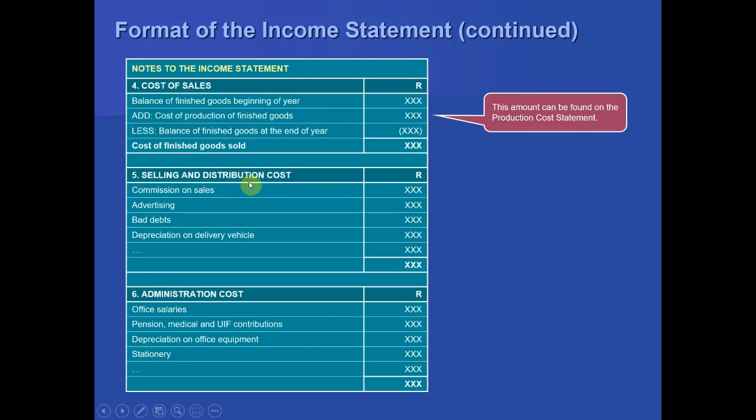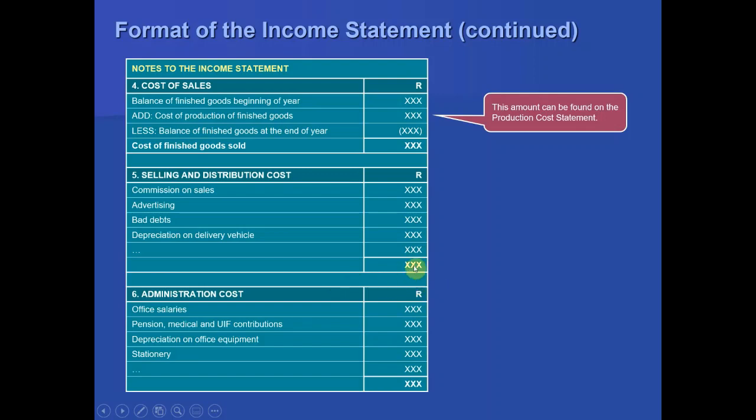Okay, then the details of the selling and distribution costs, what can it all include? Things like commission on sales, advertising, bad debts, depreciation on delivery vehicle, etc. Anything related to sales and distribution. In other words, marketing the product, getting the product to the customer, etc. Add it all up, get the total to transfer to the face of the income statement.